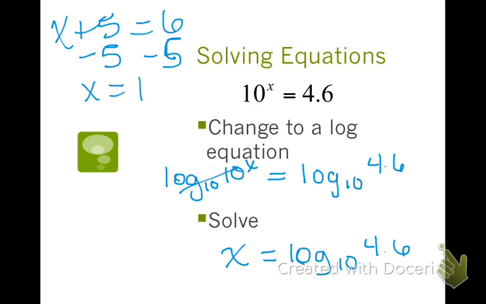So I'll do that real quick. We're going to hit log. Since it's base 10, we just need to do 4.6, and we get x is equal to 0.663. And that makes sense because we got smaller. 10 raised to something that gave us an answer that was smaller than 10.